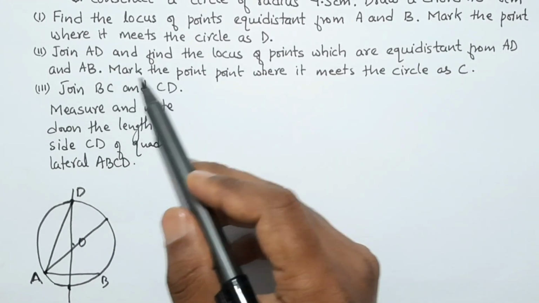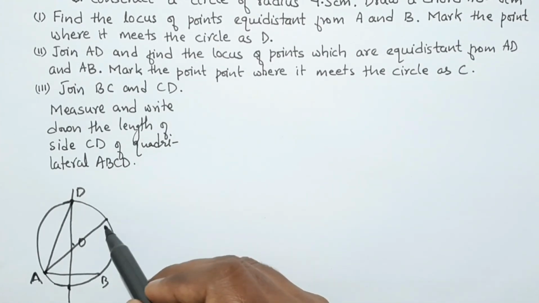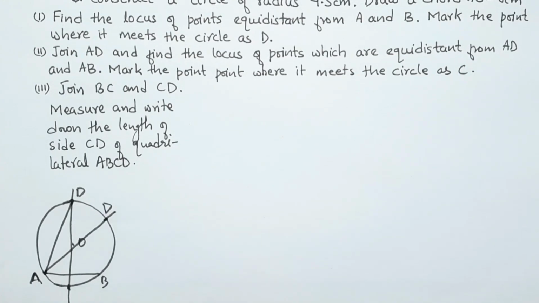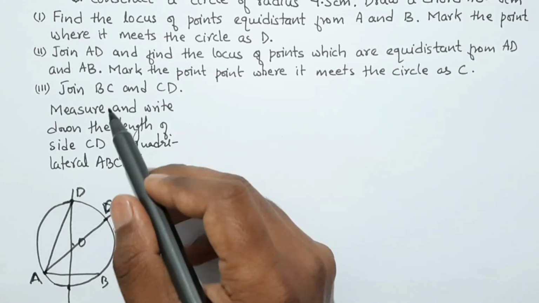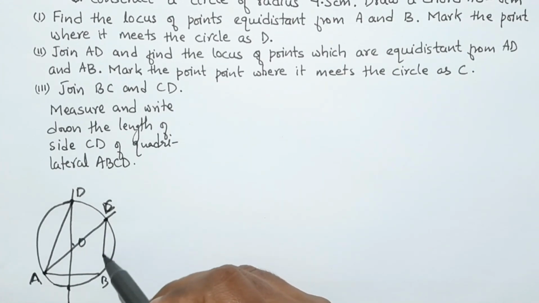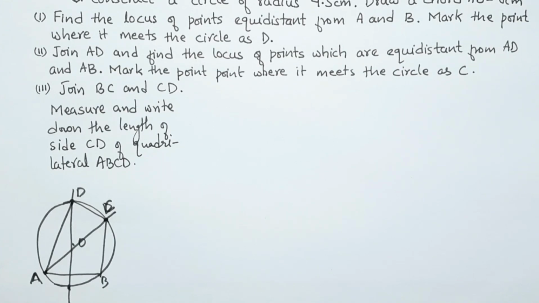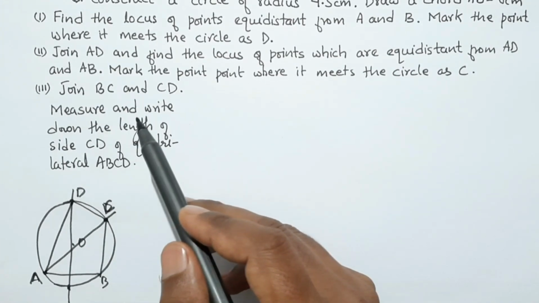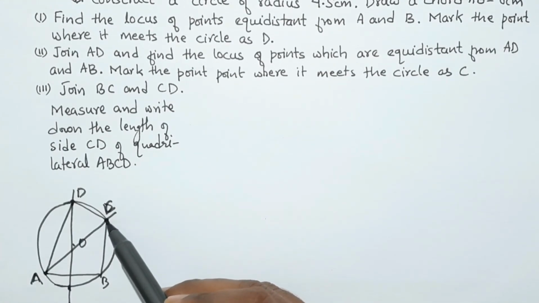Mark the point where it meets the circle as C. That means this point is C. Now join BC and CD, this and this. That means our cyclic quadrilateral is completed. After that, measure and write down the length of BC. We have to measure this BC and write down its length.